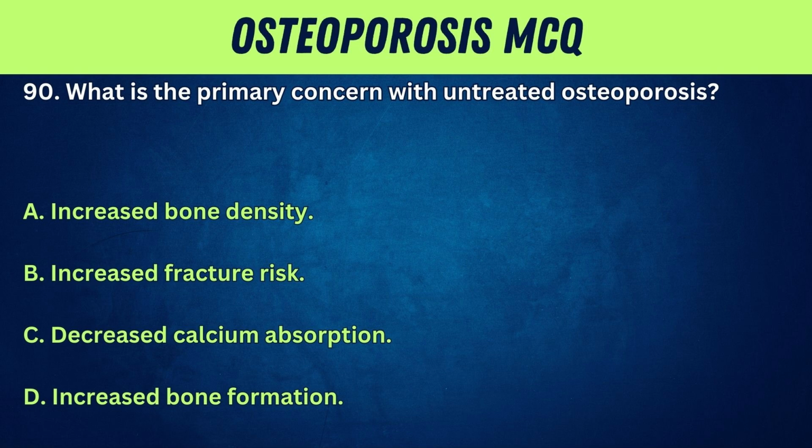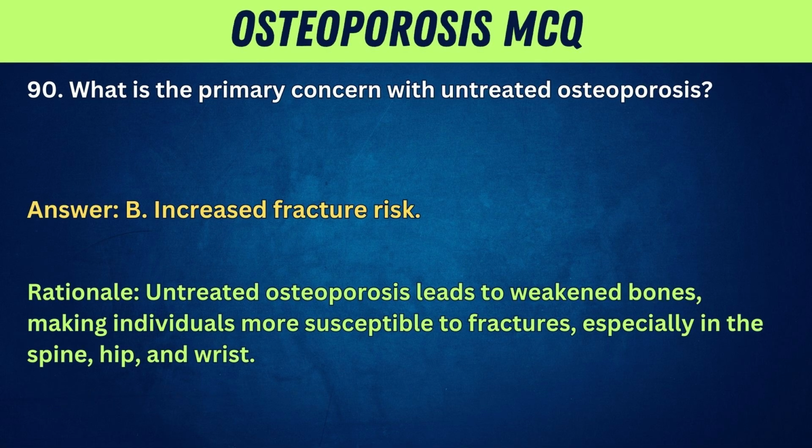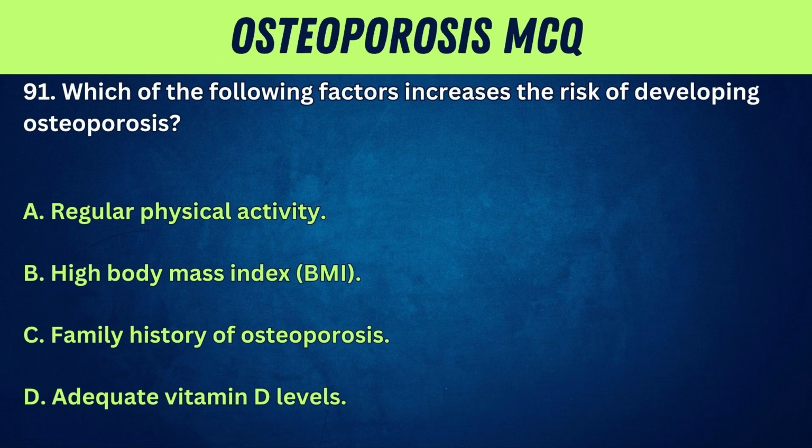A. Increased bone density. B. Increased fracture risk. C. Decreased calcium absorption. D. Increased bone formation. Answer: B. Increased fracture risk. Rationale: untreated osteoporosis leads to weakened bones, making individuals more susceptible to fractures, especially in the spine, hip, and wrist. 91. Which of the following factors increases the risk of developing osteoporosis?